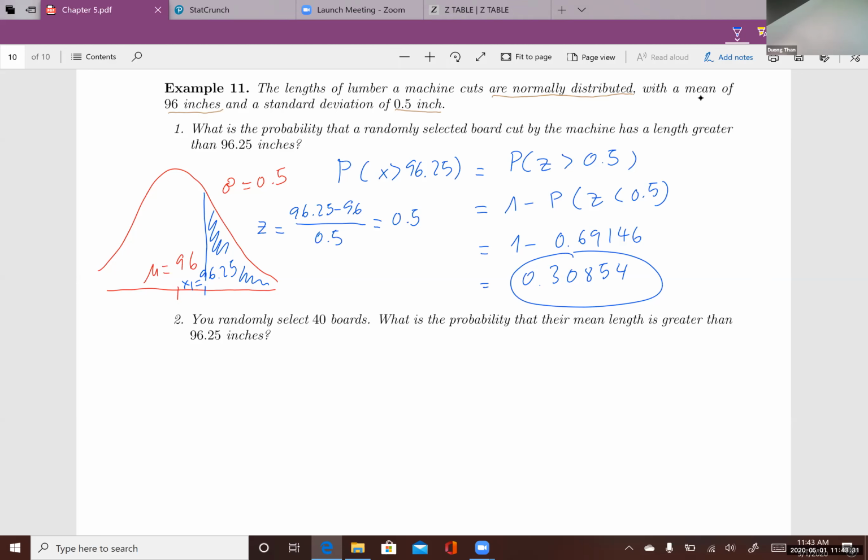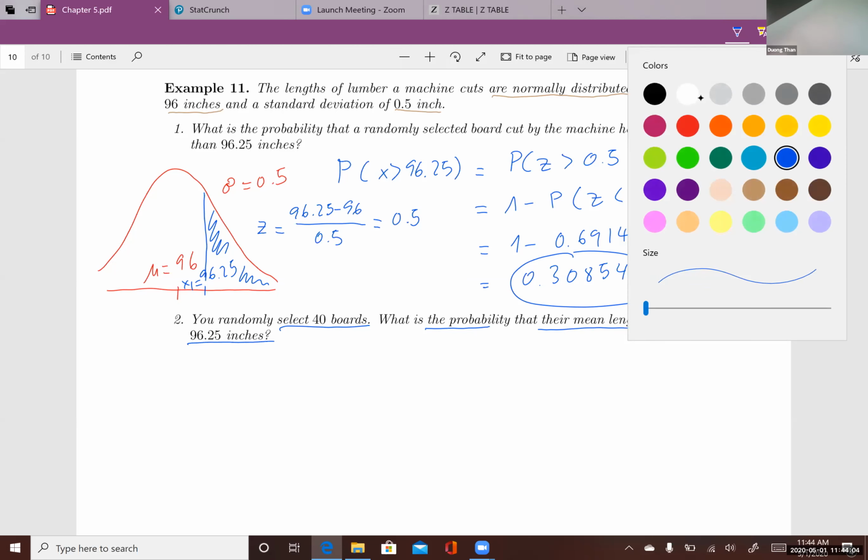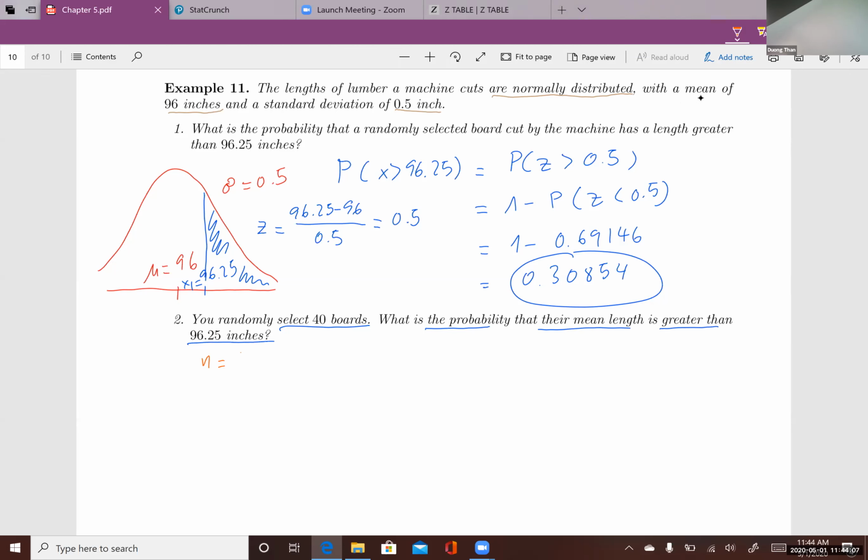Well, the next question is, if you randomly select 40 bores, what is the probability that the mean length is greater than 96.25 inches? Again, you're not picking one bore, you're picking 40 bores, and you find the mean length of those 40 bores. So if you're taking 40 bores, that means the sample size n is 40, and it's at least 30.